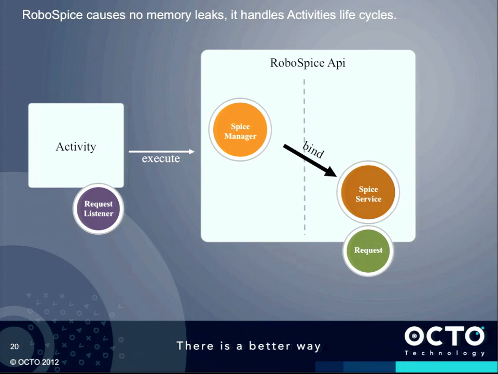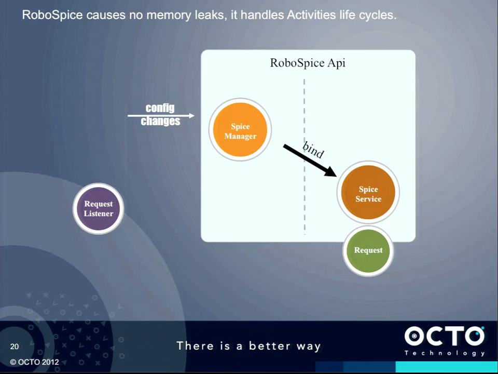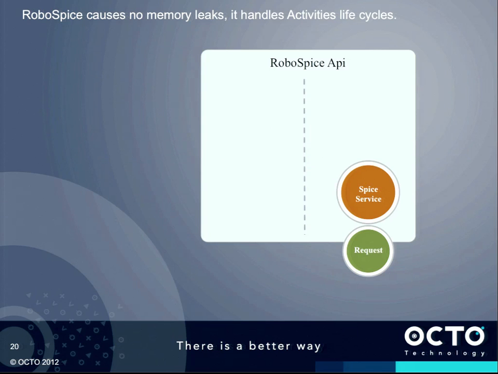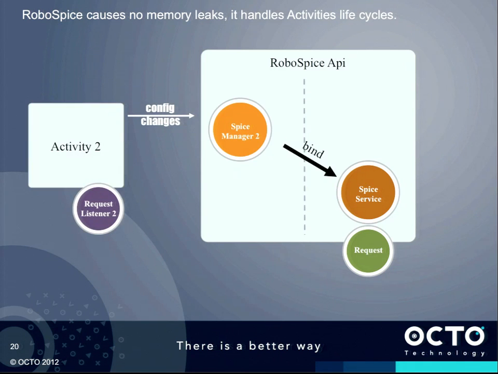Well, the difference is the way that the service persists throughout the life cycle of activities. So consider what happens when an activity dies, for example, when the configuration changes when you go from portrait to landscape. The activity dies, and all of the attached objects to the activity also die. The request listener dies, the Spice Manager dies, but the Spice service keeps on trucking. So the Spice service is now continuing to process the request in the background.